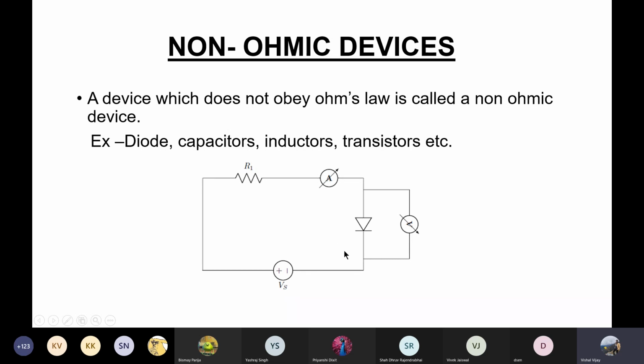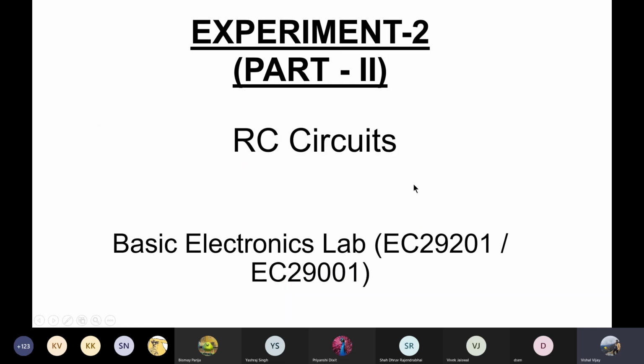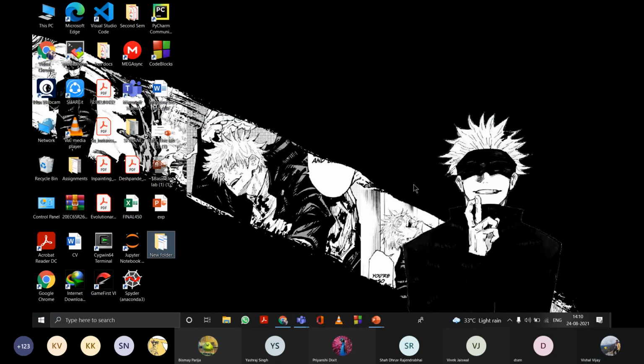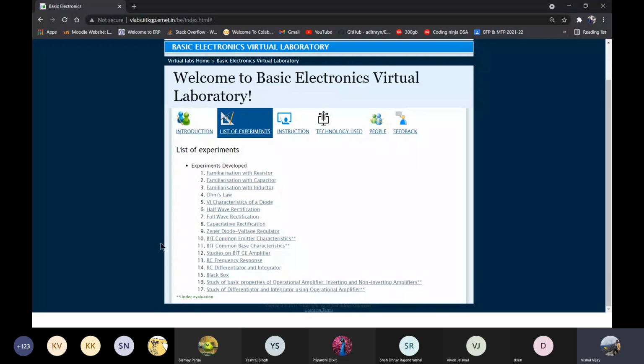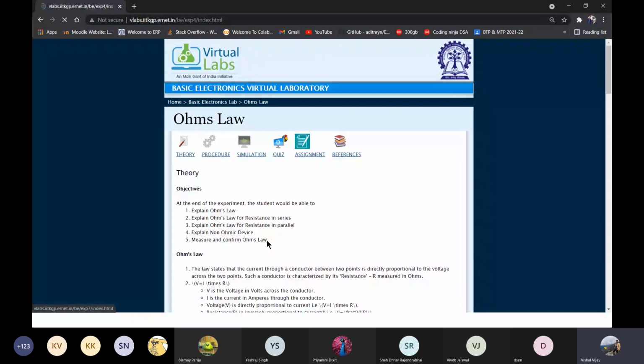So first I will demonstrate the VLab experiment, then I will go to part 2 of this experiment. Just a second. Right. So in this list of experiments, you can see the fourth experiment, that is Ohm's law. This is your first experiment, and then 13th and 14th are your RC circuits. This is part 1: RC circuit frequency response and RC circuit differentiator integrator. So this one is Ohm's law.